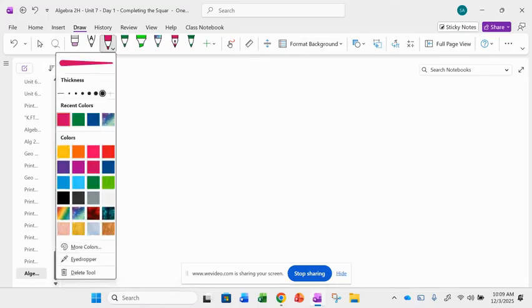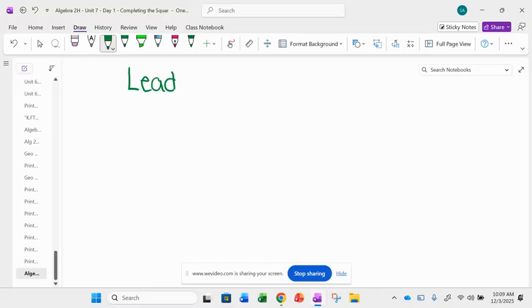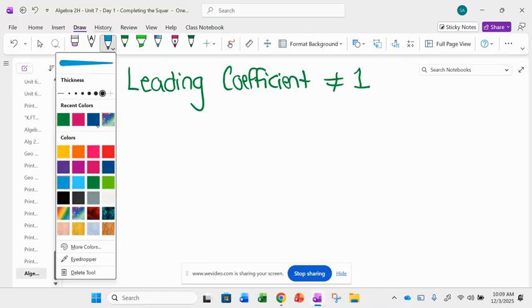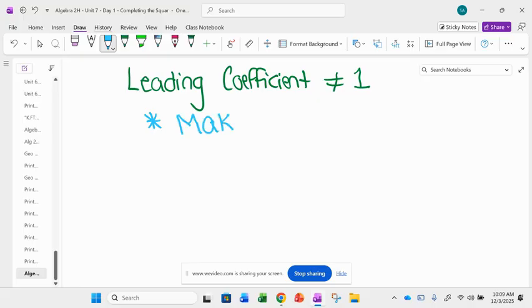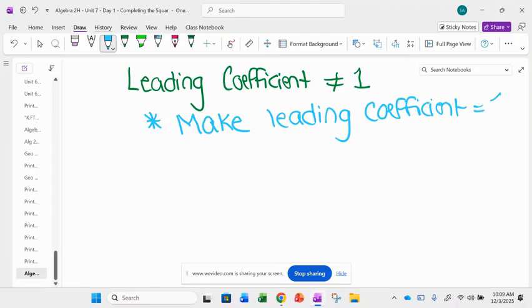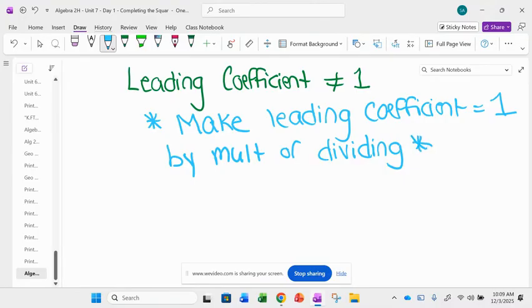Let's say, what do we do when the leading coefficient is not 1? So when the leading coefficient is not 1, we have to make the leading coefficient equal to 1 by multiplying or dividing. Are we ready?